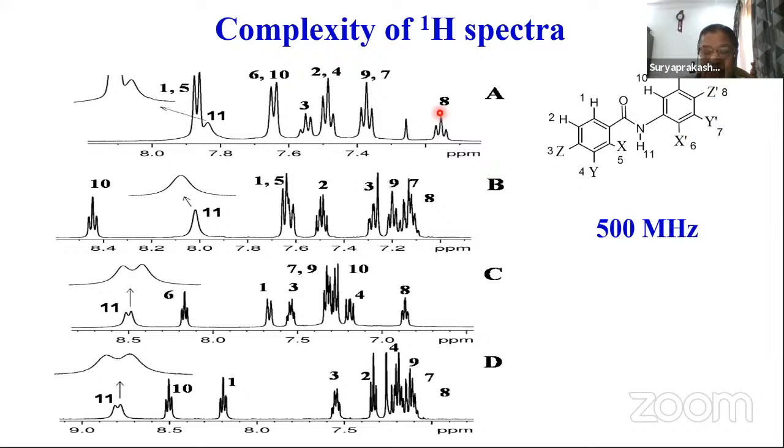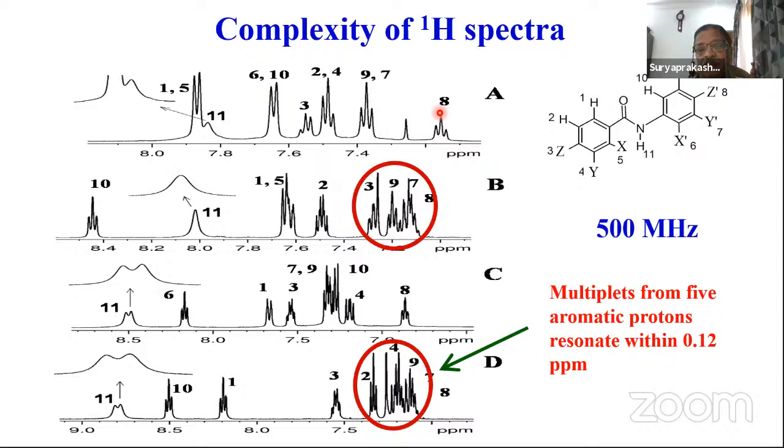I want you to focus on these regions. If you focus on these regions, there are 5 aromatic protons, which come in the range of 7 ppm, overlapped here. The peaks of 5 different protons with a lot of multiplicity pattern are in a spectral region of 0.12 ppm. 0.12 ppm at 500 megahertz is nearly about 60 hertz. Remember, in 60 hertz, 5 proton peaks with a lot of multiplicity are overlapped.